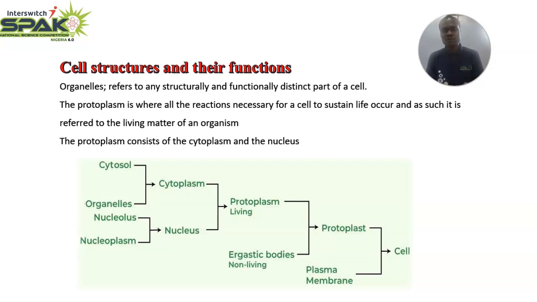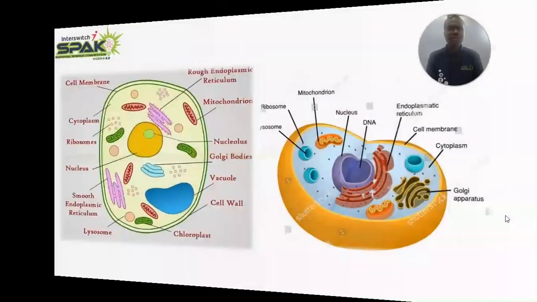Protoplasm is the living part of the cell. If you say what constitutes the protoplasm, you have the cytoplasm and the nucleus. The cytoplasm is made up of the organelles that are swimming inside the cytosol. So the cytosol has no organelles, but when you talk about cytoplasm, you have the cytosol and the organelles. And the nucleus has the nucleolus and the nucleoplasm.